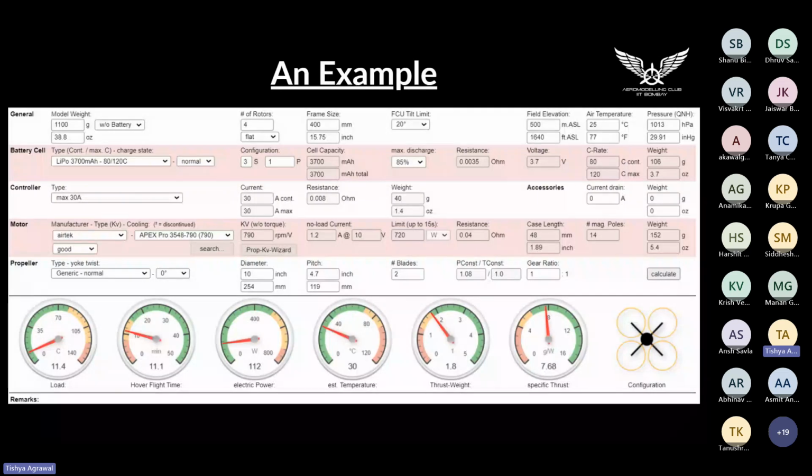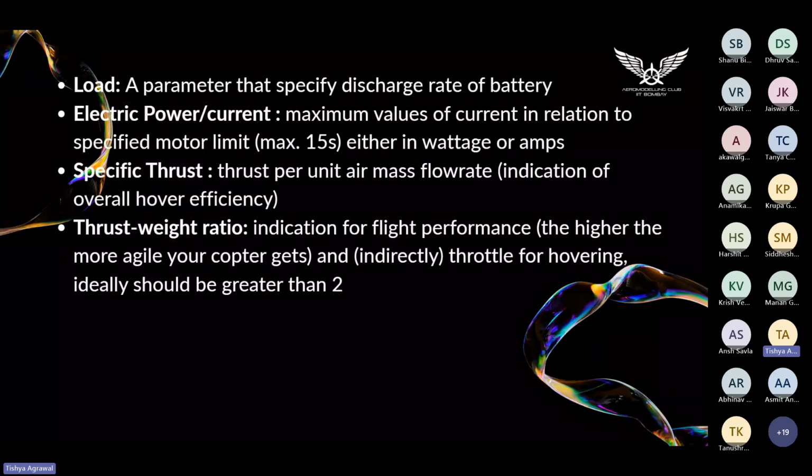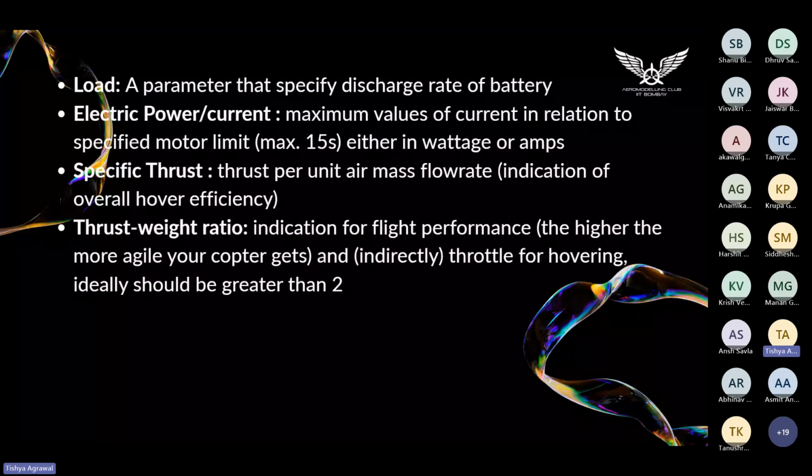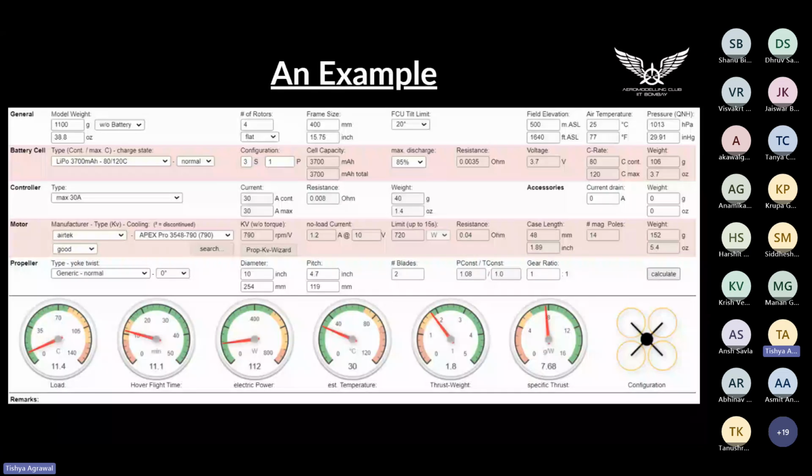What does the thrust to weight ratio represent? It is basically an indication of the flight performance. The higher the thrust to weight ratio is, the more agile our copter would be, and indirectly it represents the throttle which is required for hovering. The ideal thrust to weight ratio should be more than 2, and obviously it should be greater than 1, because if the thrust to weight ratio is not greater than 1, then the drone itself would not leave the ground, and obviously then the purpose of the drone would not be served. So ideally, the thrust to weight ratio should be kept at nearly around 1.8 to 2. If it is more than 2, then it would be pretty good to have.